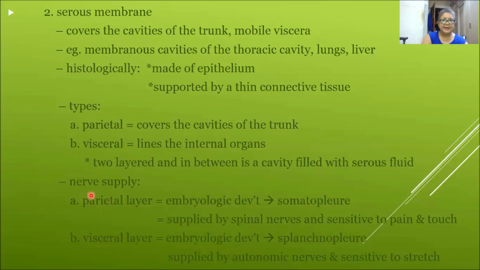Now the nerve supply of these types of serous membrane will differ depending on its embryologic source or embryologic development. Your parietal layer comes from the somatopleure embryologically, so it is supplied by spinal nerves and it is sensitive to pain and touch. While your visceral layer, which embryologically comes from the splanchnopleure, is supplied by autonomic nerves and it is sensitive to stretch.